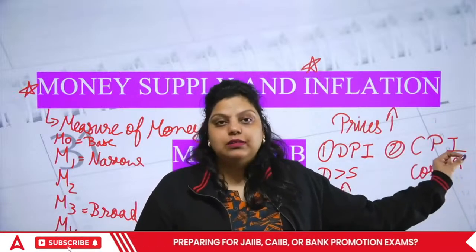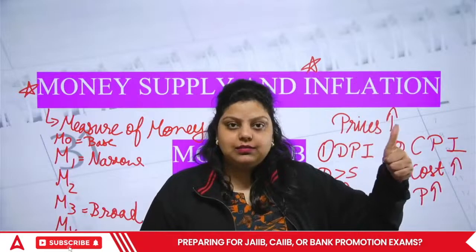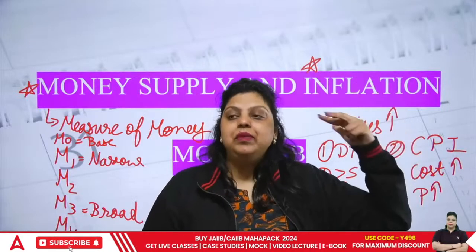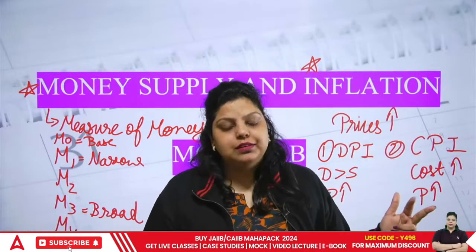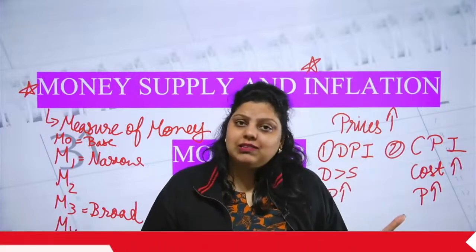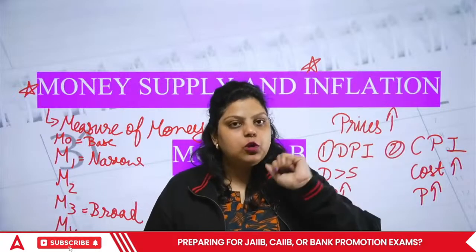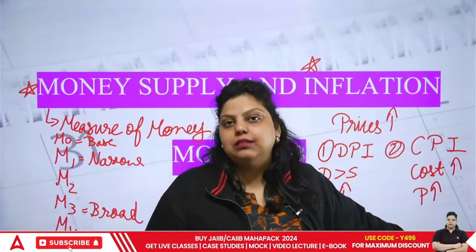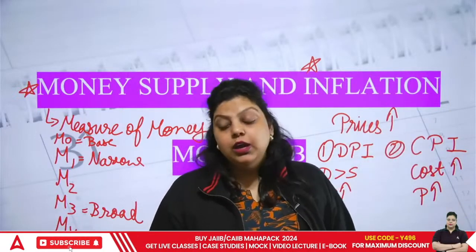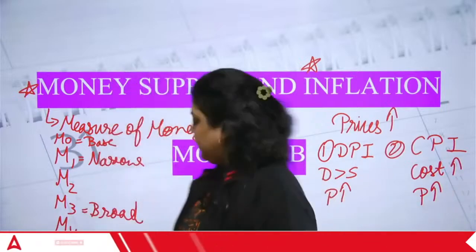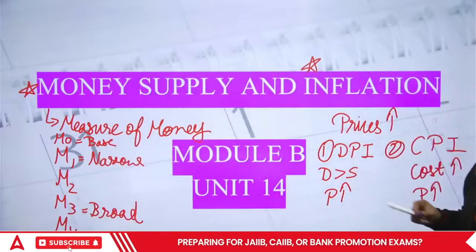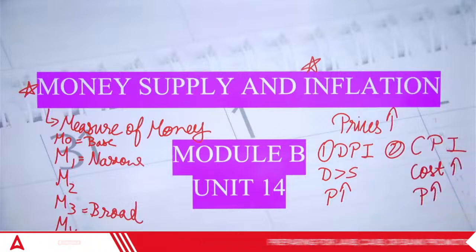And when this cost increases, let's say the raw material prices increase, the electricity charges increase, the transportation cost increases, or the labor's wages have been increased, in all these situations your cost will be increasing. And when the cost increases, it increases the price. And that's your cost push inflation. So there are two causes of inflation that have been given. First is demand pull inflation, and second is cost push inflation.